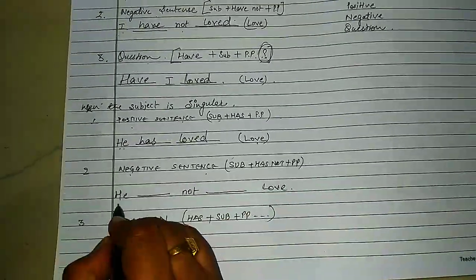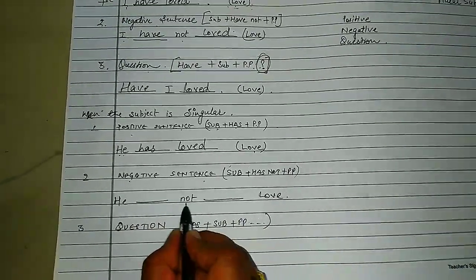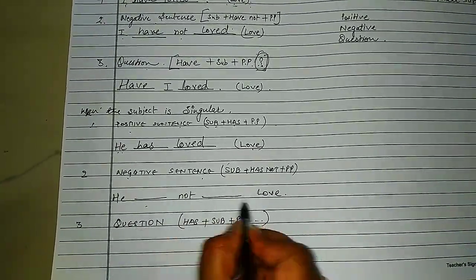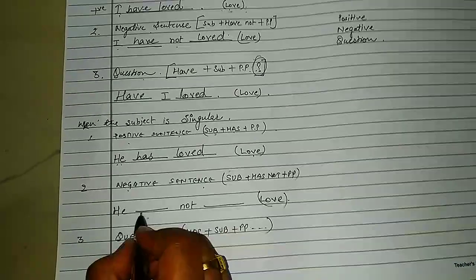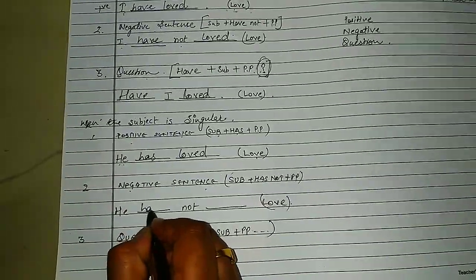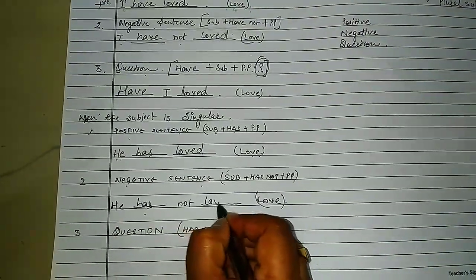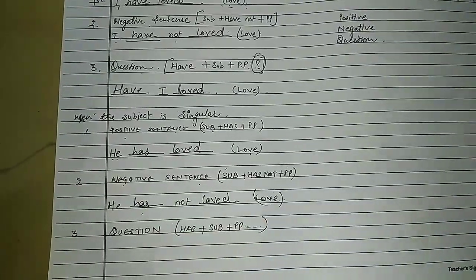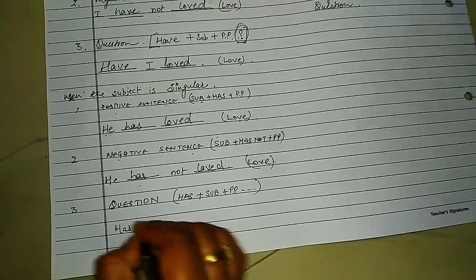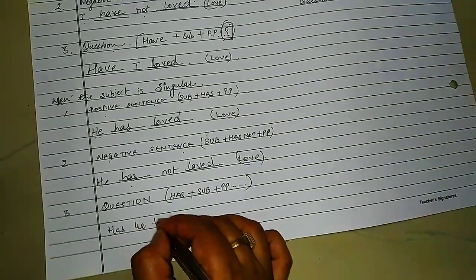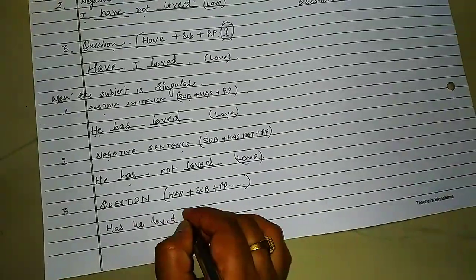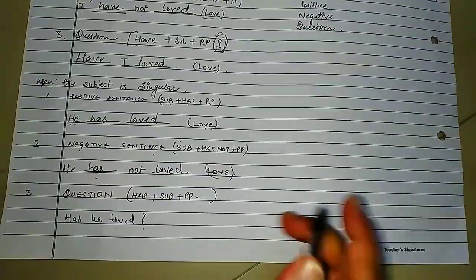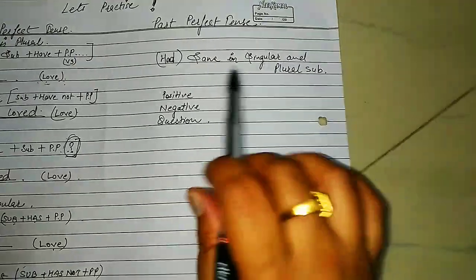नेगेटिव सेंटेंस में, देखो बीच में ऐसे नॉट आ जाता है, जब हमें फिल करना होता है, and the verb is love. So he has not loved. Okay, and if we have to make a question, then has he loved? क्या उसने कभी प्यार किया? कर चुका है.